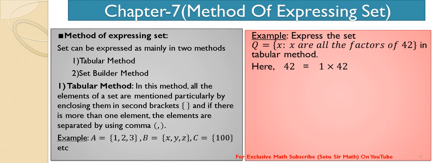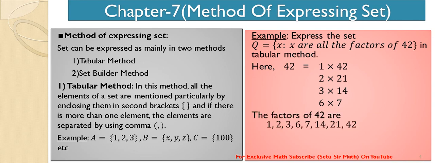So we have to find the factors of 42 first, and this is the way to find the factors. My dear students, you already know. So here we got all the factors of 42. The factors of 42 are 1, 2, 3, 6, 7, 14, 21, 42.